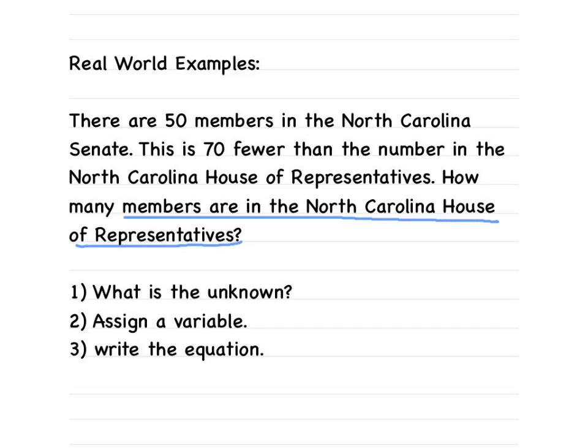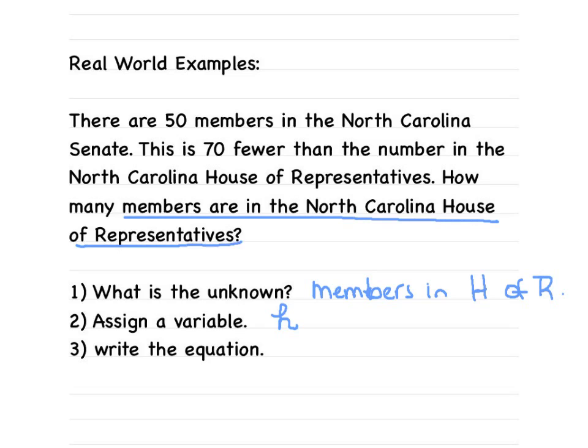So what is unknown? Members in the House of Representatives. Assign it a variable. Well, because we're looking for the members that are in the House, I'm going to assign it the letter H. If we were looking for the number of members in the Senate, I probably would assign it the letter S. But it's up to you again. There's no hard, fast rule about what variable you can or cannot use. And then number 3, write the equation.